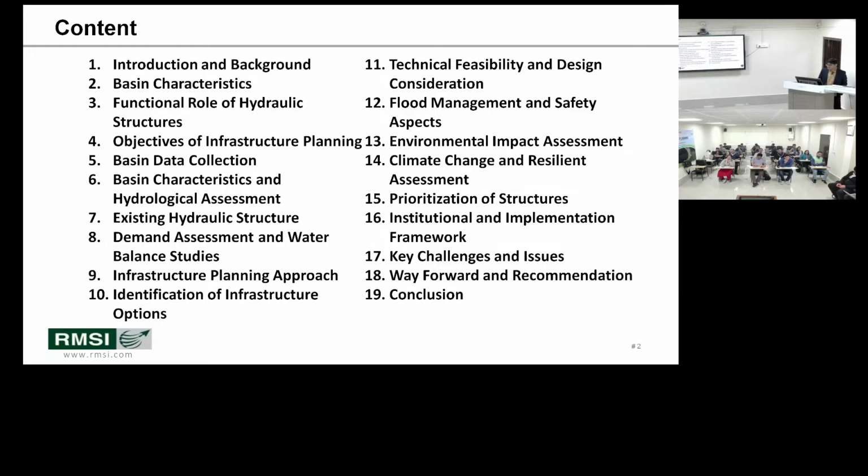Prioritization of the structures, then institutional and implementation framework, then key challenges and issues. We will highlight and touch upon all these points. Then way forward and recommendations, and at the last we will see the list of departments, the central agencies. We'll be touching upon all the central agencies from where we need to take the approval for a specific component of the project.